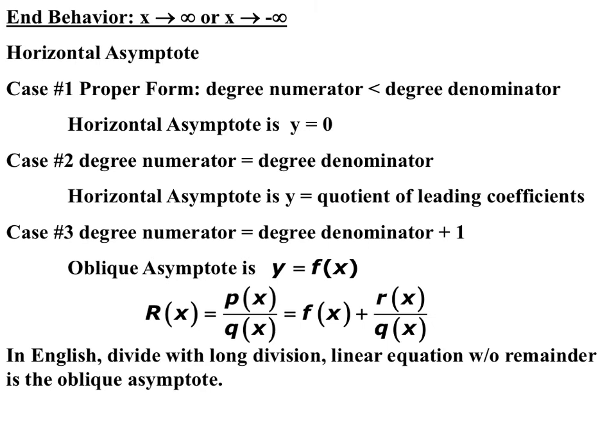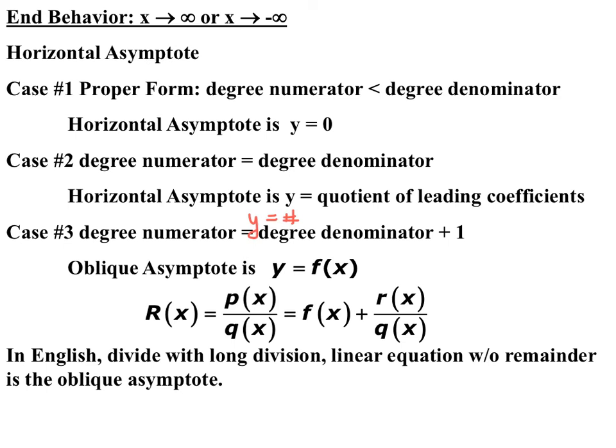Case number 2 is when the degree of the numerator is equal to the degree of the denominator. So like x squared over x squared plus 4. Then your horizontal asymptote is going to be the quotient of the leading coefficients. So you divide the leading coefficients and you end up with y equals some number that is not 0.